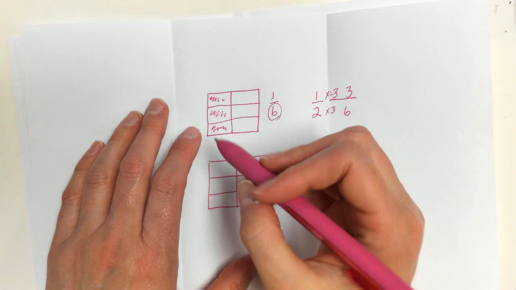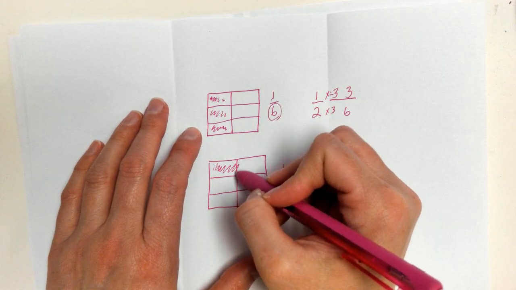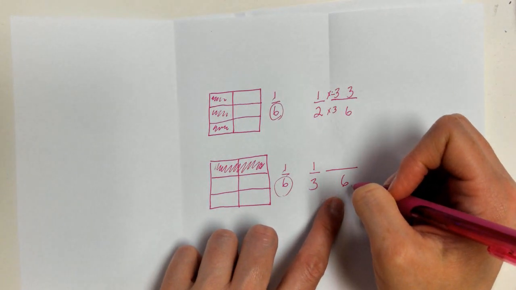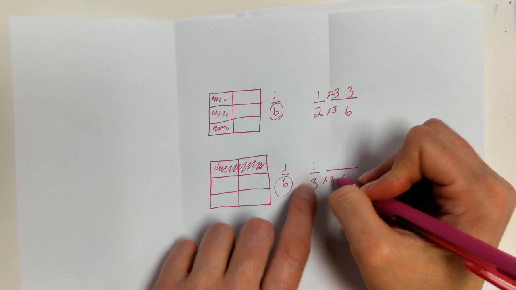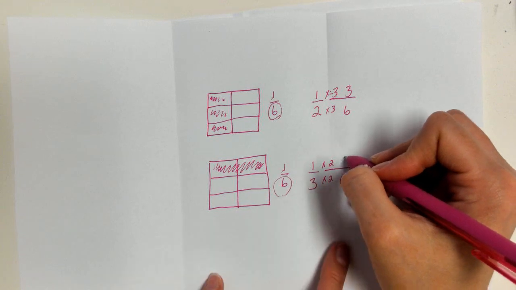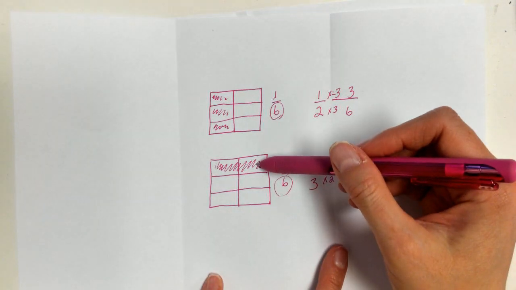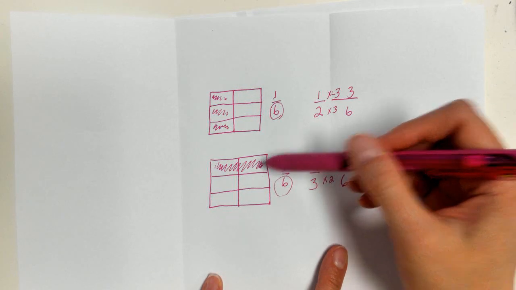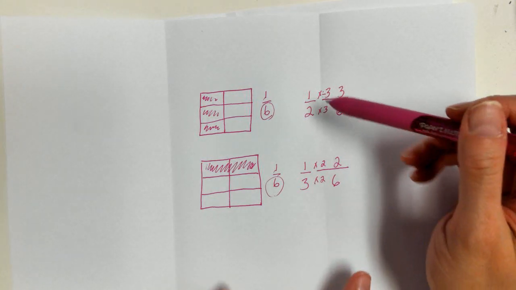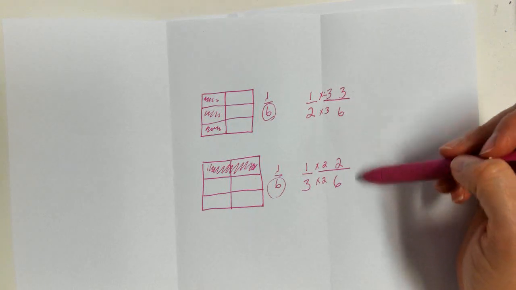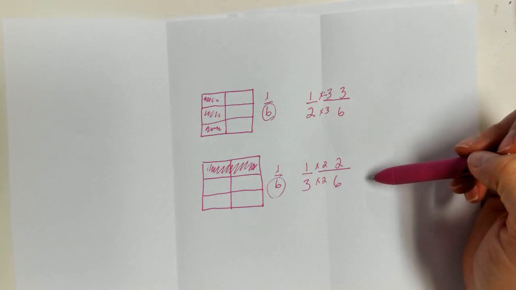Now when I look at 1/3, let's see. 3 times what equals 6? 3 times 2. So what am I going to multiply this 1 by? 2. So 1 times 2 is 2, so 1/3 is equal to 2/6. What I've done is taken these fractions and changed them to equivalent fractions that have the same denominator. Then I can compare them more easily because I'm dealing with the same size piece.